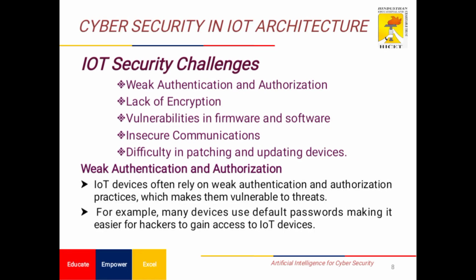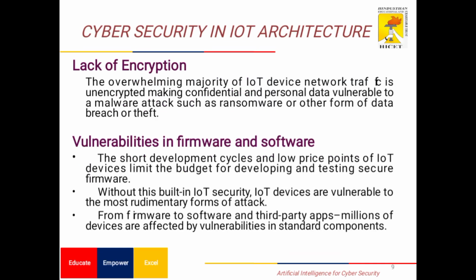The next topic is IoT security challenges. So what are the challenges that IoT faces? Weak authentication and authorization, lack of encryption, vulnerability in firmware and software, insecure communication, and difficulty in patching and updating devices. The next one is lack of encryption. The overwhelming majority of IoT device network traffic is unencrypted, making confidential and personal data vulnerable to malware attacks such as ransomware or other forms of data breach or theft. This is called lack of encryption.